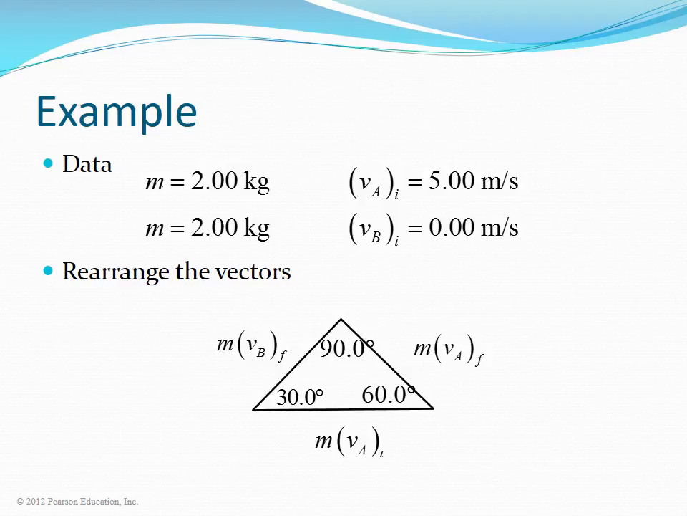We know the mass of each object, both 2.00 kilograms, and we use m for both masses. Mass A is moving 5.00 meters per second to the east, and mass B is stationary. We are given the angle of mass B to the horizontal after the collision is 60 degrees. Therefore, the angle of mass B to the horizontal after the collision must be 30 degrees.